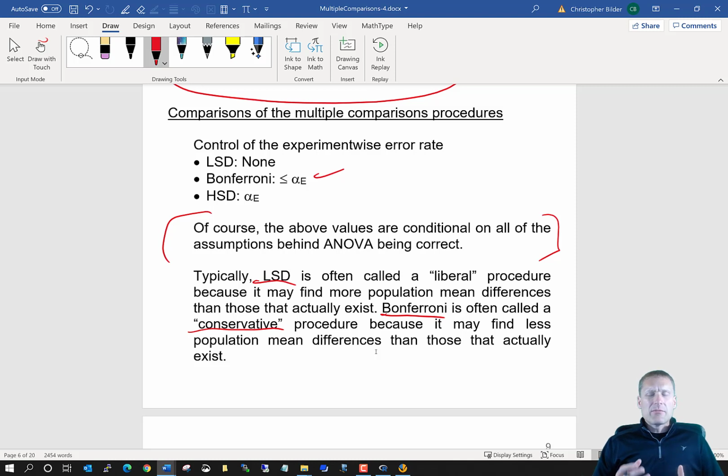And so in many different statistical applications, you will often hear the words liberal and conservative. And it all is associated with something like this. How often does the error occur? Does it occur more often than what you would expect? That's a liberal procedure. Does it occur less often than what you would expect or what's stated? That's a conservative procedure.